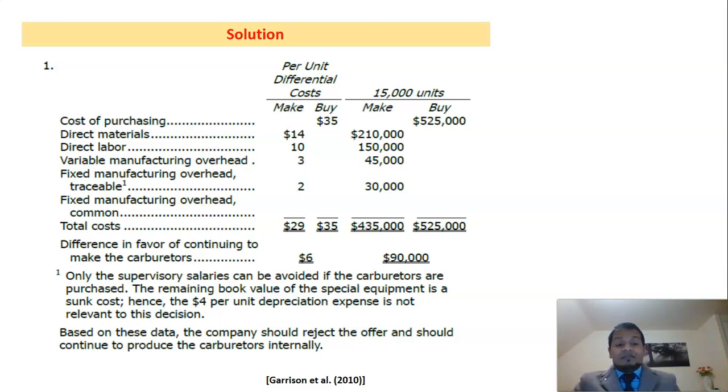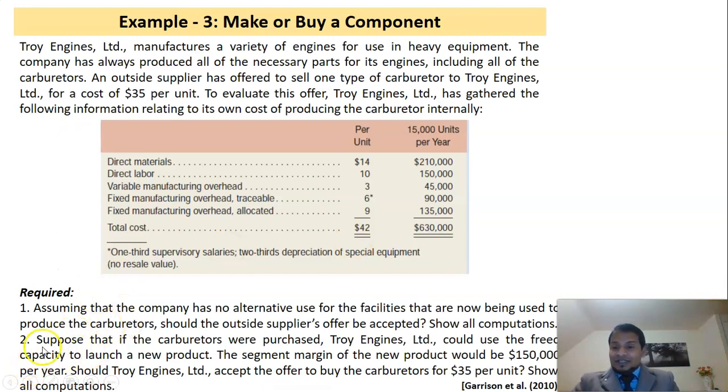But if the facilities where you are making the product have alternative use, what will happen in this case? The second question is, suppose that if the carburetors were purchased from outsiders, the Troy Engines Limited could use the freed capacity to launch a new product. If you buy from the outside supplier, your capacity will remain free. Your labor, your facilities, factory spaces that you can use for producing something else. So if you can do that, what will happen?